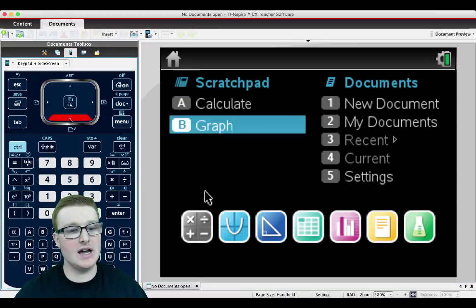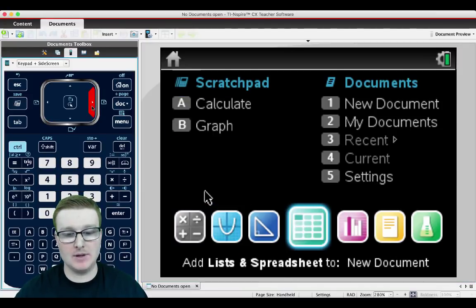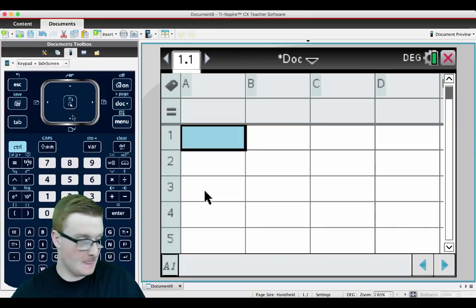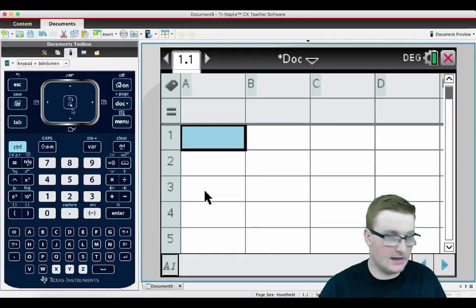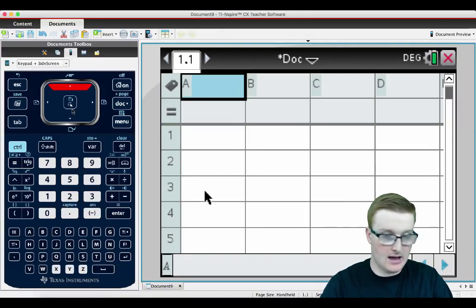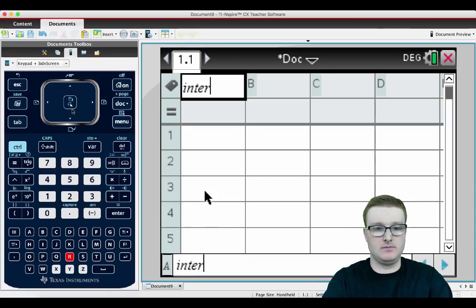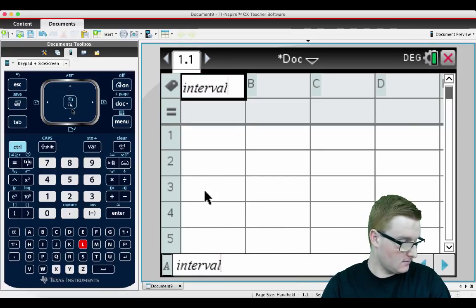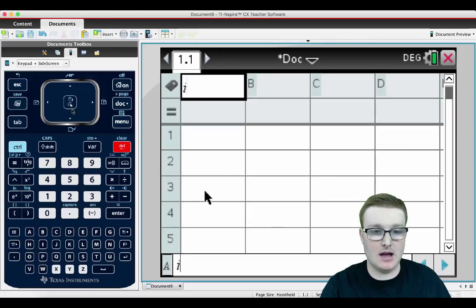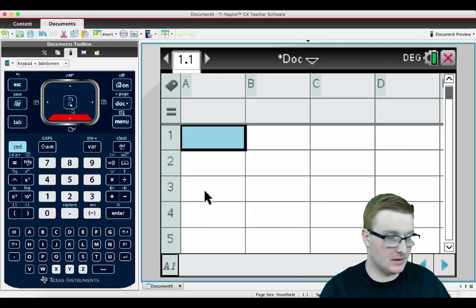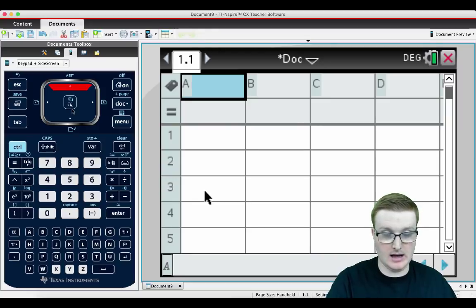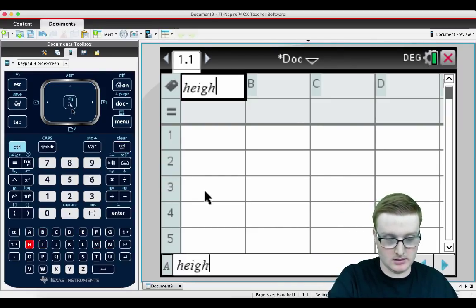So go on your TI Nspire, go to the application lists and spreadsheets down here. I'm going to type in interval. No, I can't do that. I actually need to type in all of the individual numbers. So this is going to be a pain in the neck. All right, I need to type in all the numbers. So what do I just call this? Heights. I'll call it heights.